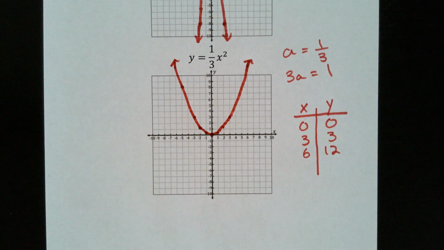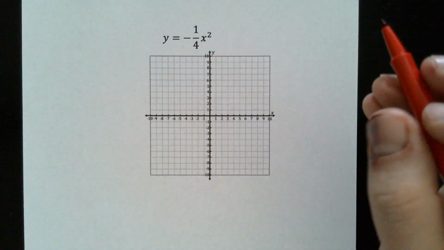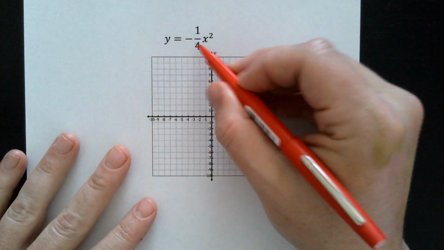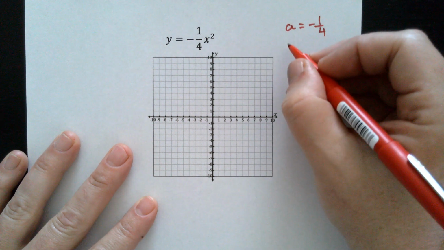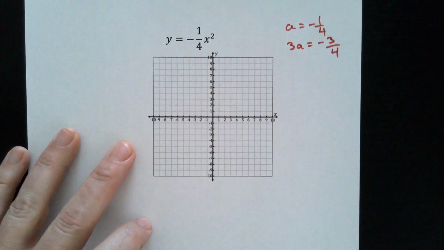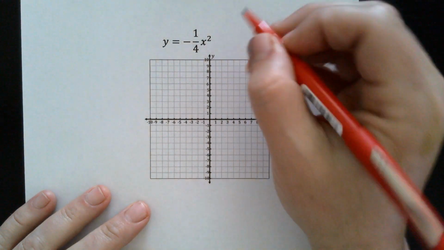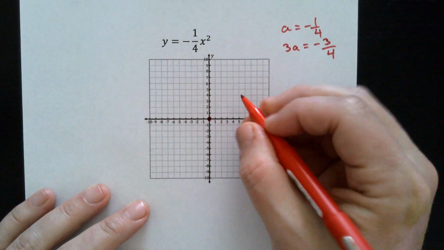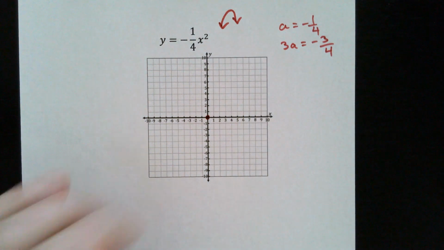Okay, let's do one more. On this one, again, we have a fraction. So we know our a is equal to negative 1 over 4. Our 3a is going to be equal to negative 3 over 4. Okay, so we'll see how that works out. We'll start at 0, 0 because there's no number here. So 0, 0. And we know it's opening down because our a is negative, right?